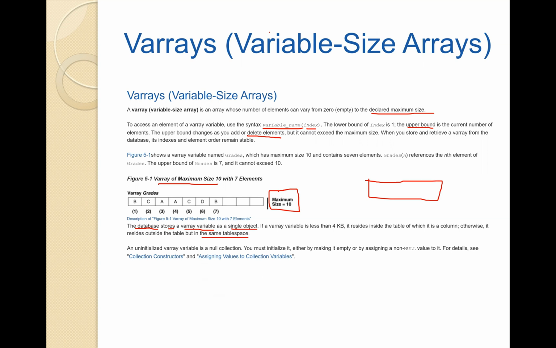Okay. So to get value of each index, yes, you have to use 1, 2, 3, 4 in that way. So this is index. This is the value. This way you have to use. In nested table and variable array, this is the index value. So index value, we cannot change it. But in VRA, the maximum upper bound, we have to define it, right? The upper bound, we have to define it. But the nested table, upper bound in the runtime, you can change it. The upper bound changes as you add or delete elements, but it cannot exceed the maximum size.